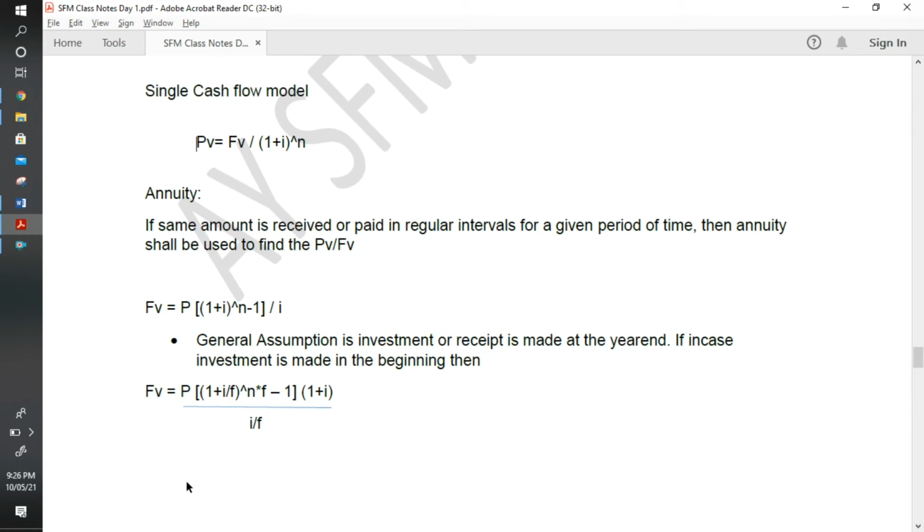The general assumption is that the investment or the receipt is made at the year end. In case the investment or the payment is made at the beginning of the year, then the formula changes. So the new formula would be future value equals P into (1 plus i) divided by i, into ((1 plus i) to the power of n minus 1).